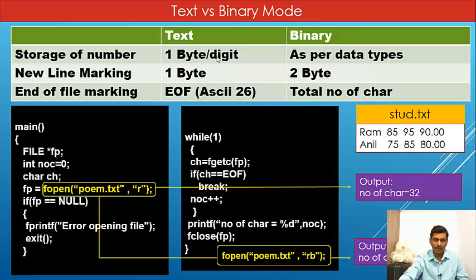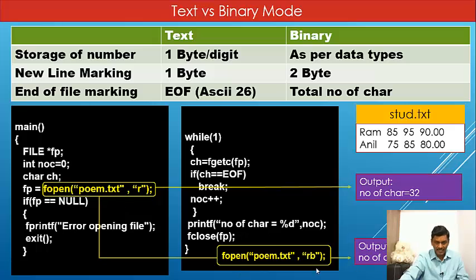In text mode, 1 byte is required to store 1 digit. It does not follow the data type size. So 3, 4, 5, 6, 7, 8, 9, 10. 90.00 occupies 5 bytes. In a similar way, it is also counted. The next line marking, because it is text mode, occupies only 1 byte. So the total number of characters is 32. It displays number of characters equal to 32, including the new line marking of 1 byte. It takes 1 byte per digit, so 5 bytes are required.